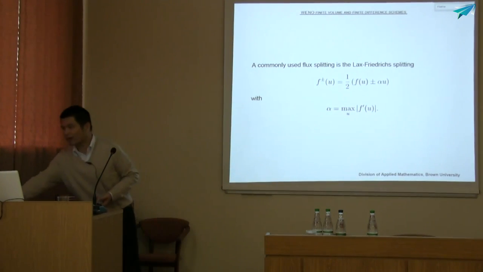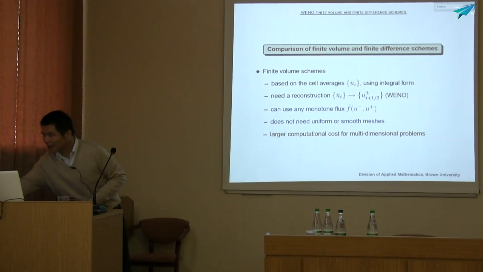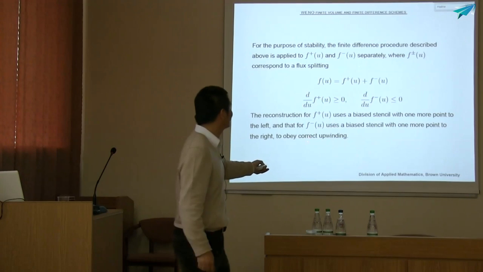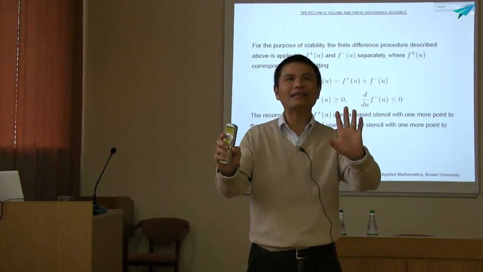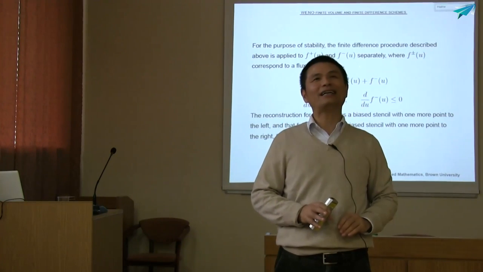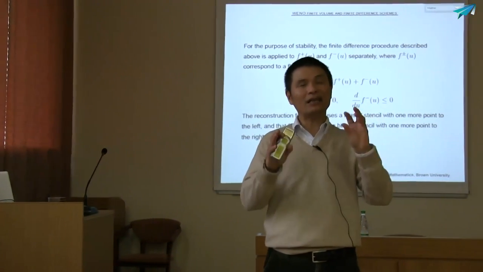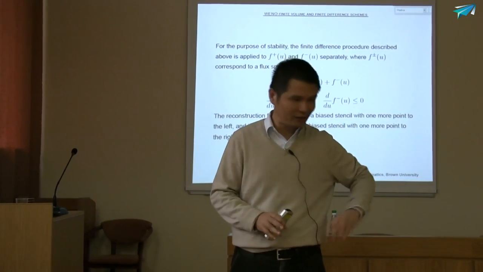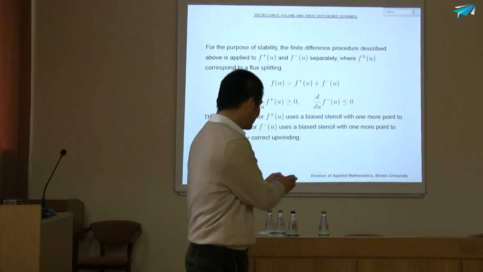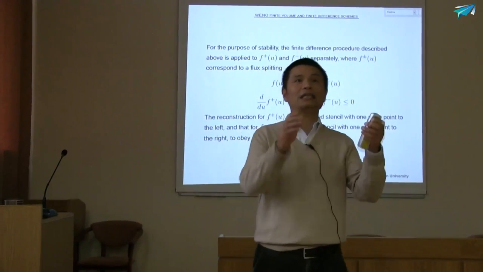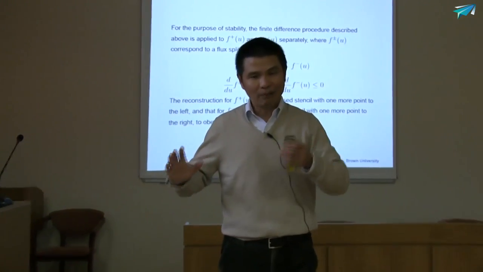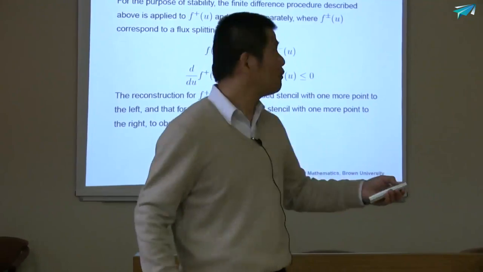So once you have a flux splitting, basically you will be able to use... Remember, the reconstruction also has biased stencils, right? We do the reconstruction subroutine, but the reconstruction has biased stencils. There is one stencil which has 3 points to the left and 2 to the right. I use that to reconstruct for the f plus part. Because for f plus, the derivative df plus/du is positive, which means the wind always goes from left to right. So I use this biased stencil to the left to do the reconstruction for this part.